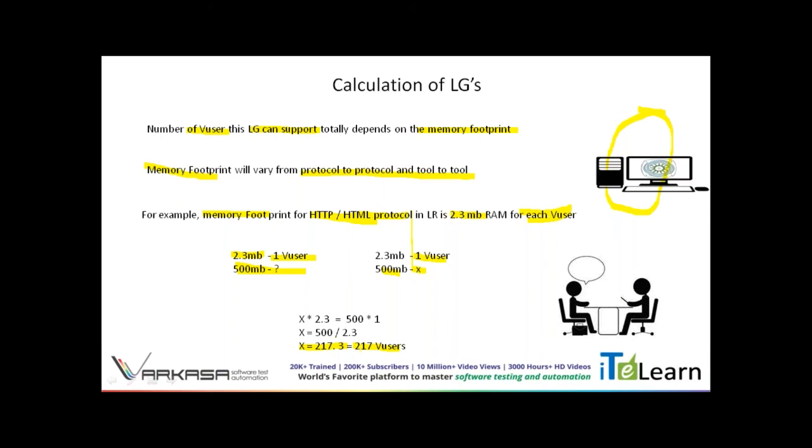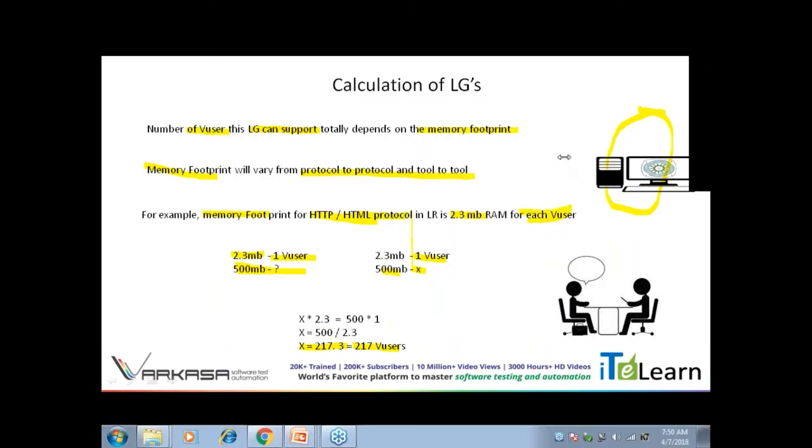For example, now the test needs to be done with 1000 virtual users. So how many LG machines would you need? Each LG supports 217 virtual users. How many LG machines would you need? Parmesh says 5. Yes, you would need 5 LG machines.